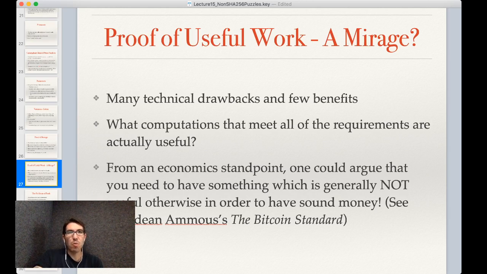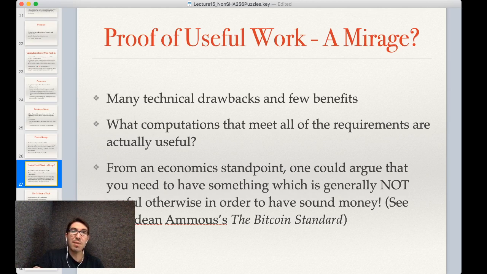Now, that doesn't mean that they won't, and certainly I see a lot of promise in a lot of these projects. However, speaking personally and subjectively, it's not something that has really taken off much yet. In fact, there are some who argue that if you want to use something as money, then it needs to be generally not useful otherwise. You can't actually use it for anything. So you can see the Bitcoin standard for that argument.